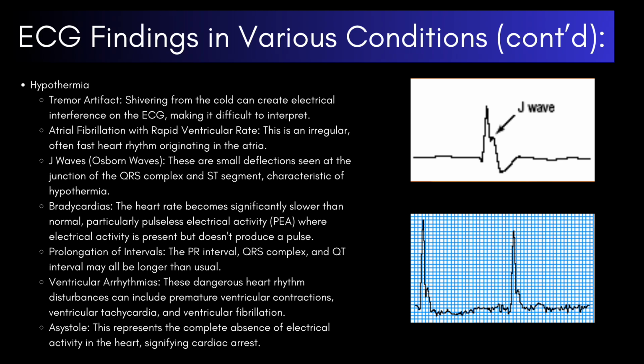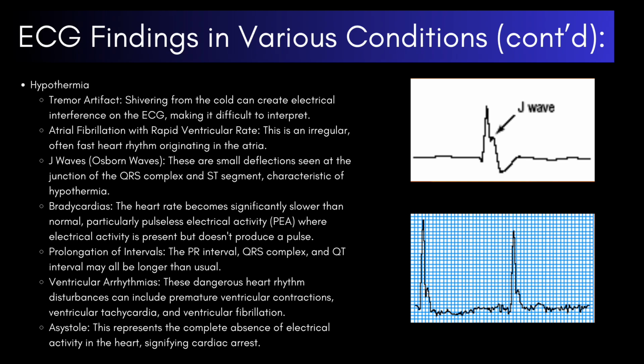Atrial fibrillation with rapid ventricular rate. This is an irregular, often fast heart rhythm originating in the atria. J waves, also known as Osborn waves. These are small deflections seen at the junction of the QRS complex and ST segment, characteristic of hypothermia. Bradycardias. The heart rate becomes significantly slower than normal, particularly pulseless electrical activity, PEA, where electrical activity is present but doesn't produce a pulse. Prolongation of intervals.